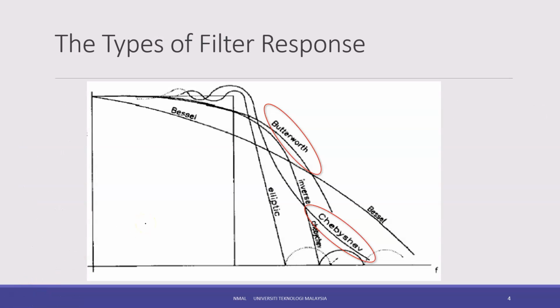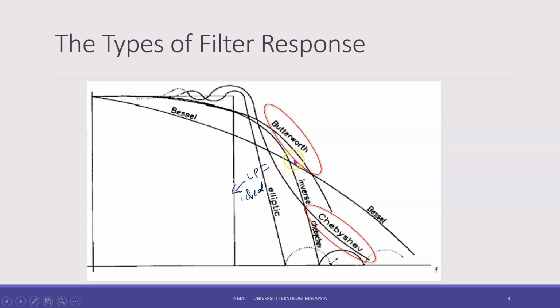These are some of the types of filter response that I can show you. What is this diagram? This is a graph of magnitude versus frequency. This rectangle here is an ideal low pass filter. It has very sharp edges, and the roll off, meaning the rate at which this line drops, is very sharp and very steep.